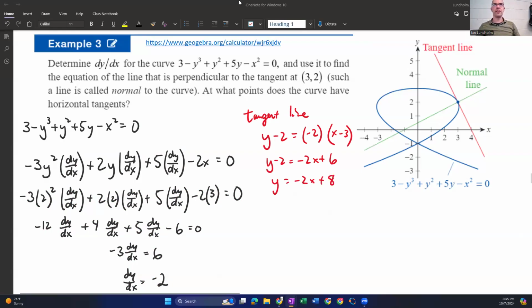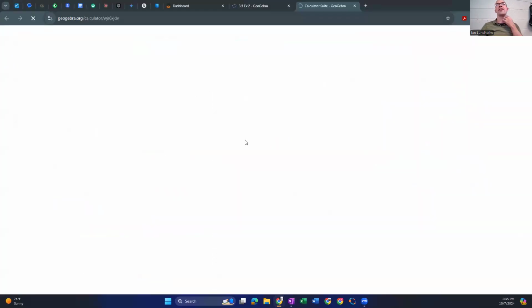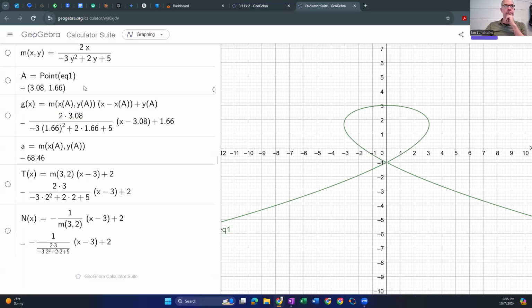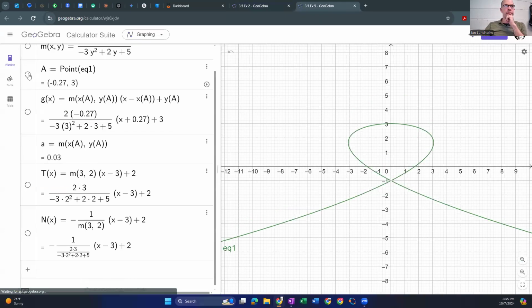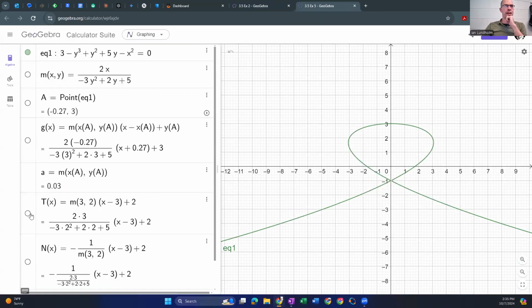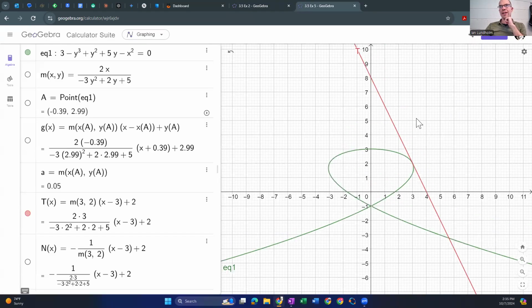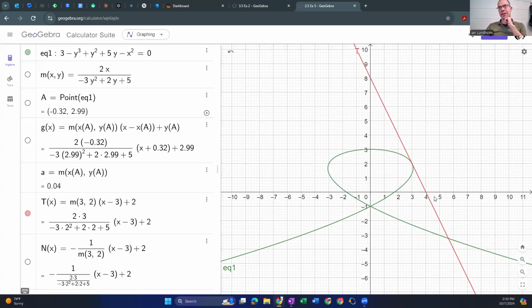Let's go ahead and go to GeoGebra and make sure that that's right. There, I've got that function again. Okay, boom. y equals -2x plus 8. That one looks good as a tangent line. So far, so good.